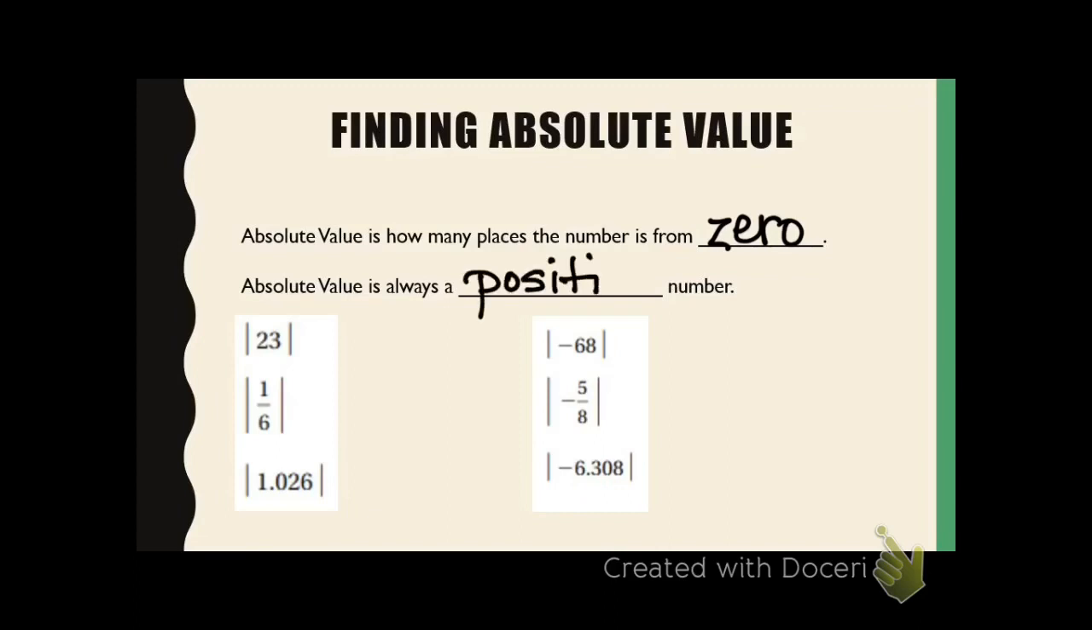Absolute value is always a positive number. Because when I'm counting how many places from 0, it doesn't matter if I'm going to the right or the left. It's how many spaces it is from 0. So it will always be a positive number. So let's do these really quick.